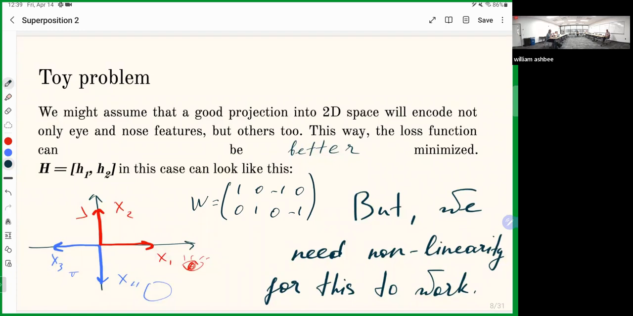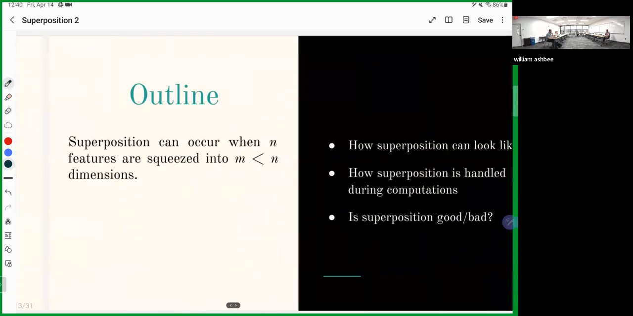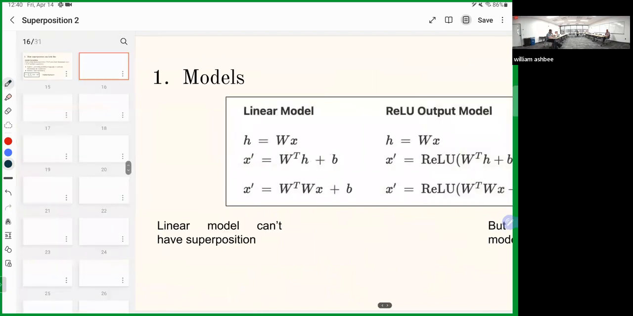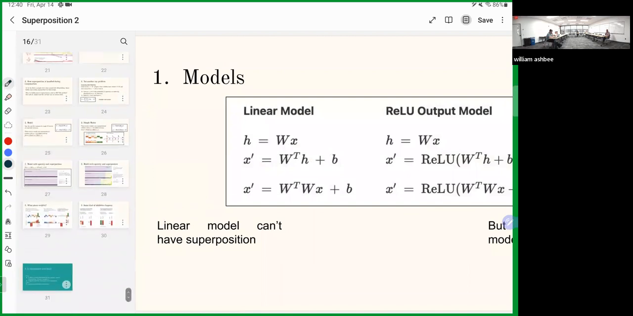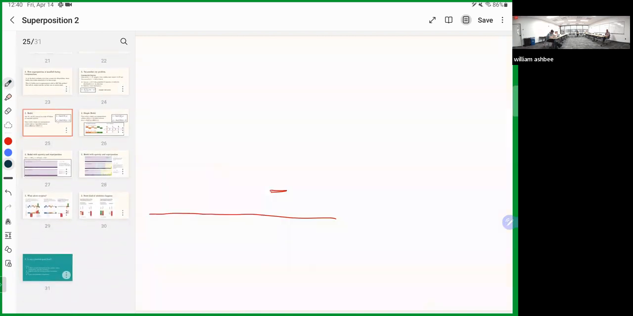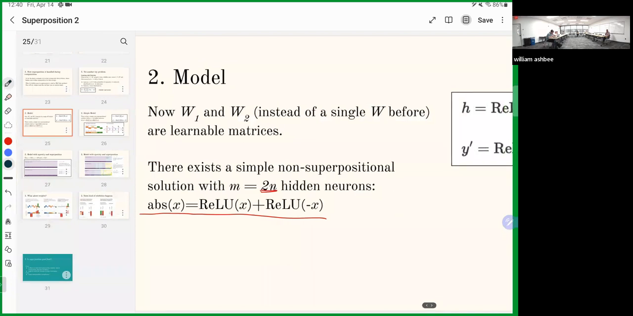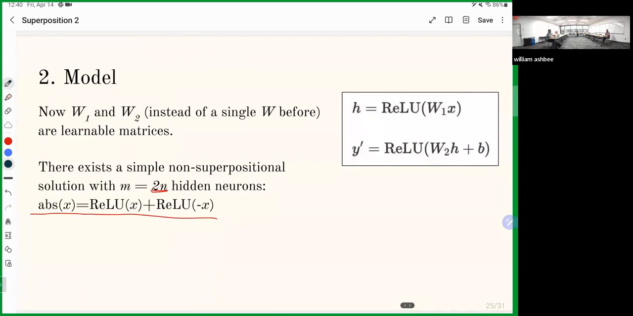Could you go back to the slide that had the 2 ReLUs? I don't think I'm following up to that point. Not that one, the one with the negative X and positive X. That one. So this point is what I'm missing. Basically, with 2 hidden neurons, what are the 2 ReLUs doing here? It's just doing the absolute function.